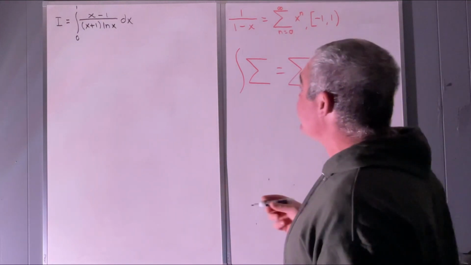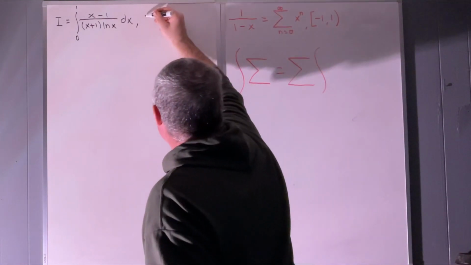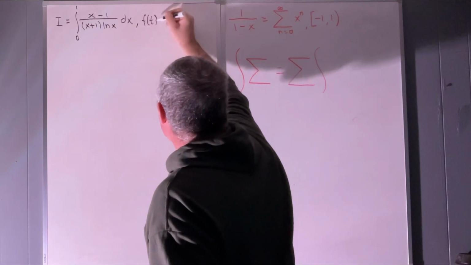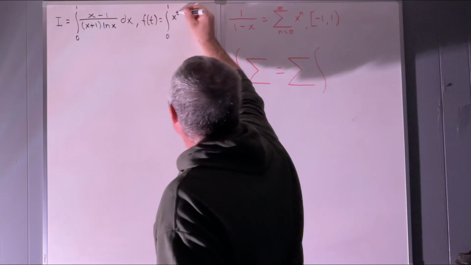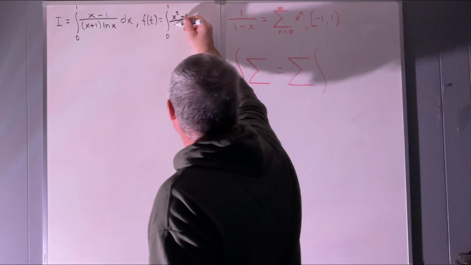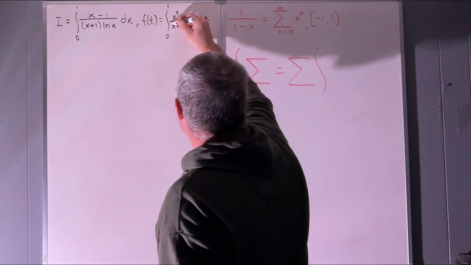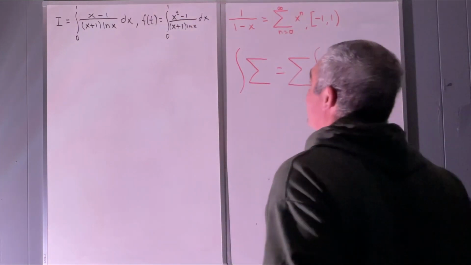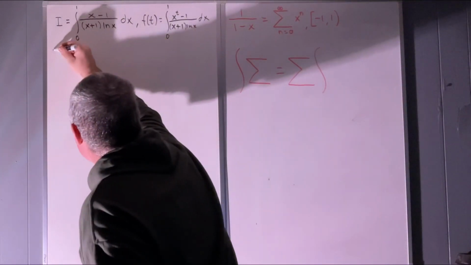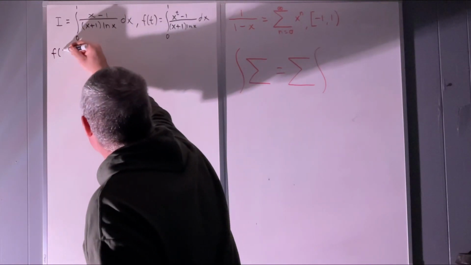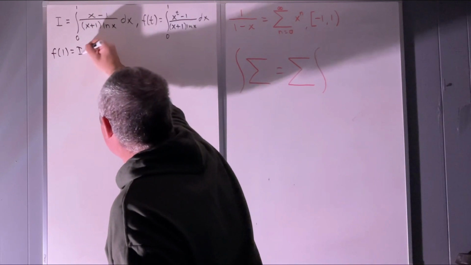Our first step, like always, is we are going to create a function of t closely resembling our original integral. So we'll have f of t being equal to the integral from 0 to 1 of (x to the t minus 1) over (x plus 1) natural log x dx. Okay, a couple things to note. If we evaluate our function f of t at the point 1, we will get back our original integral. It's going to be equal to I.